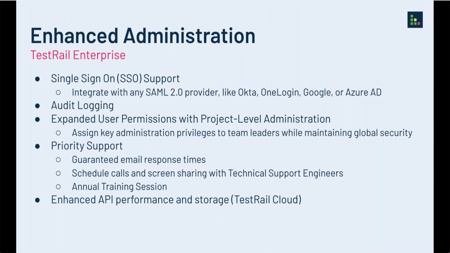If your organization is more security conscious or needs increased levels of support, TestRail Enterprise also supports integration with SSO identity providers through SAML 2.0, allowing you to connect with tools like Okta, OneLogin, Azure AD, or Google. And that helps you streamline access management with your existing authentication setup. It also comes with audit logs, more fine-grained administrative privileges, and priority support, including access to screen share sessions with our TestRail technical support engineers that can help you troubleshoot and triage any issues that you're experiencing.